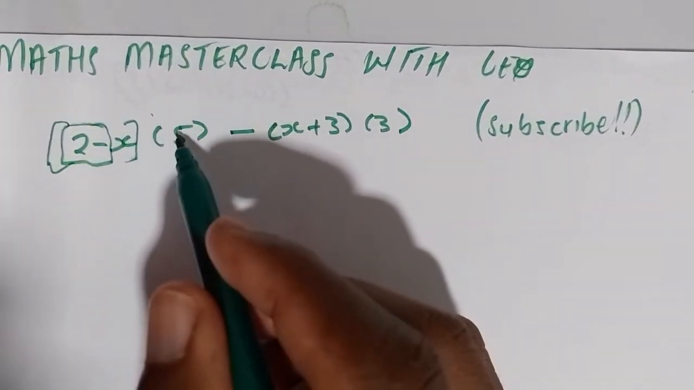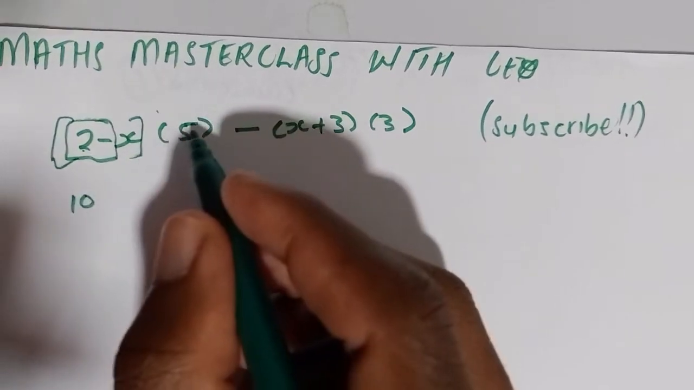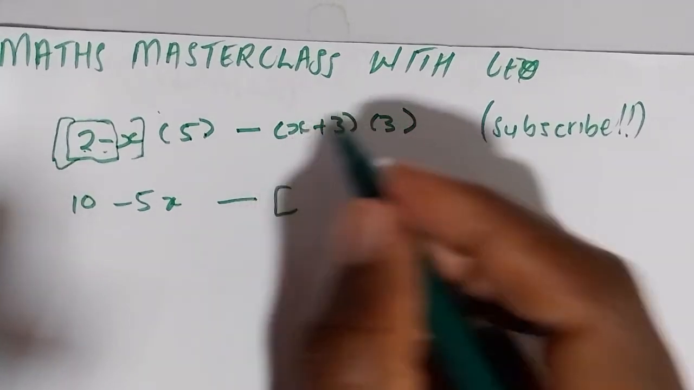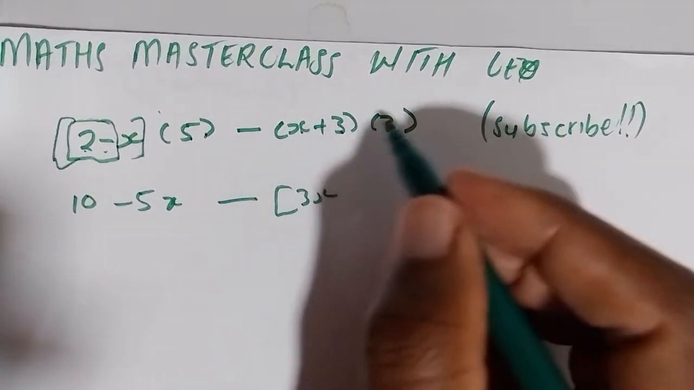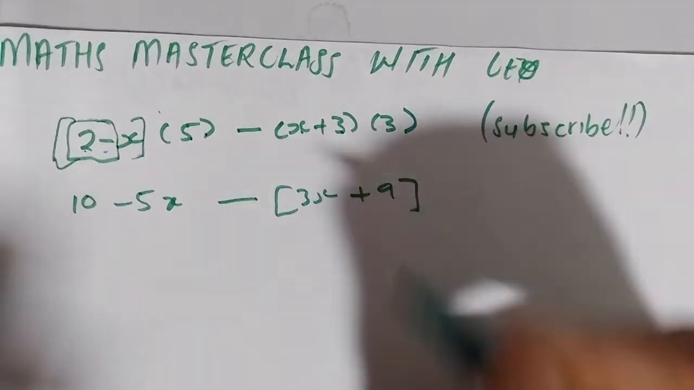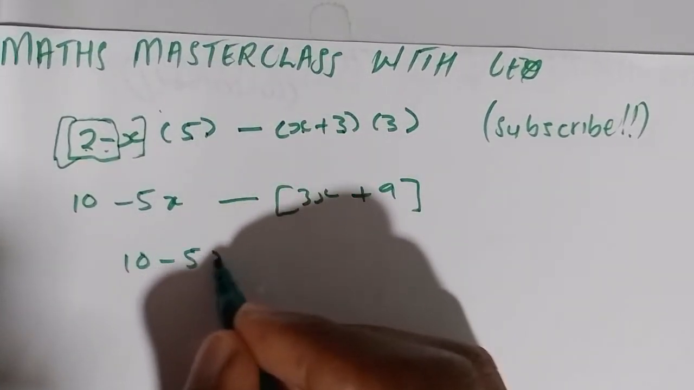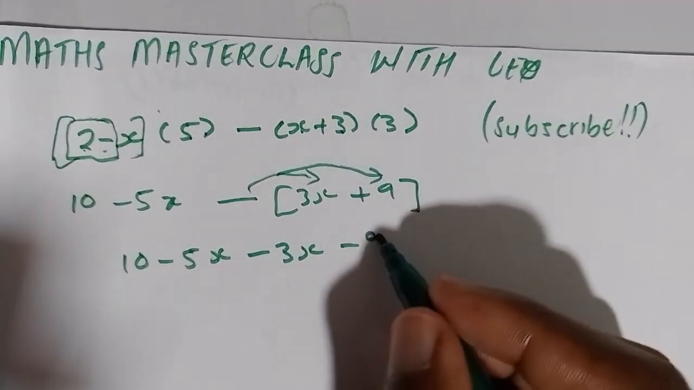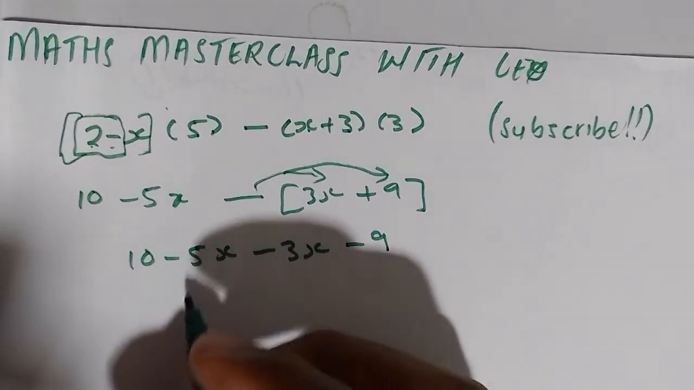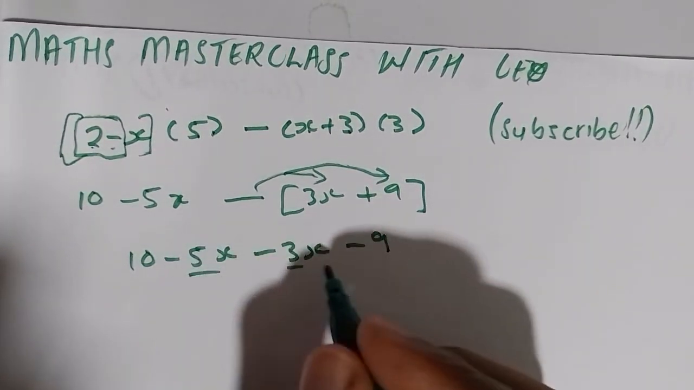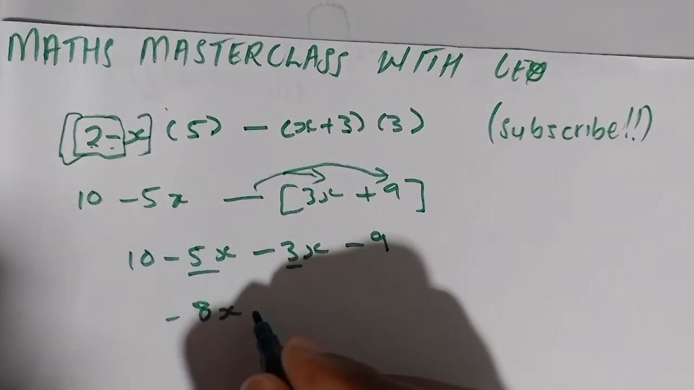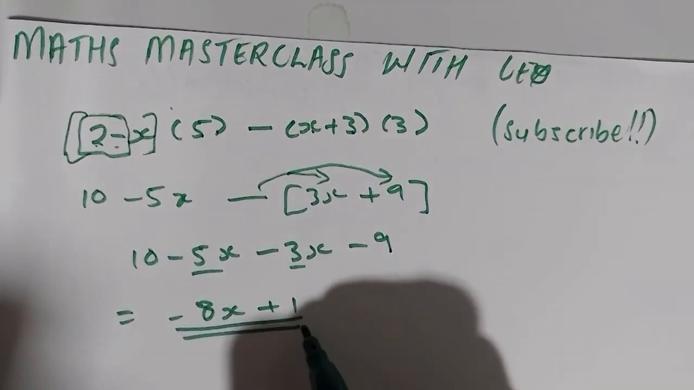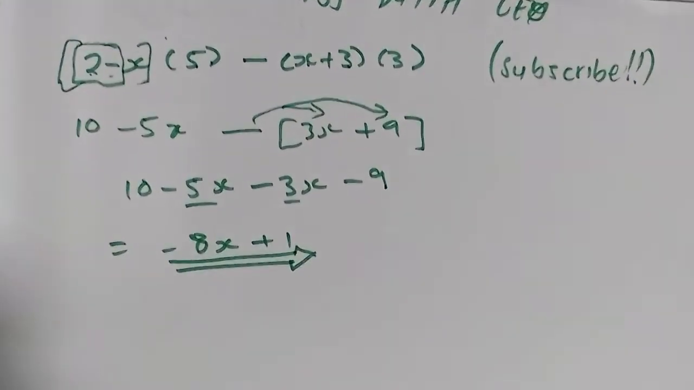So you can see this is 5, this is 2, it's going to give me 10. This is 5, this is minus x, it's going to give me minus 5x. Minus into this and that is going to give me 3x. This and that is going to give me plus 9, right? And then I'm going to have 10 minus 5x minus 3x minus 9, because the minus will multiply everything inside the bracket. Then this and that is going to give me 1. This and that is going to give me minus 8x plus 1. That is your final answer, right? Okay, now let's move to the next question.